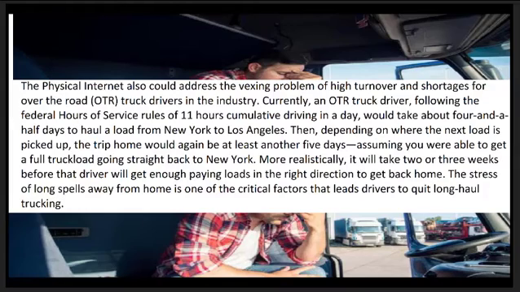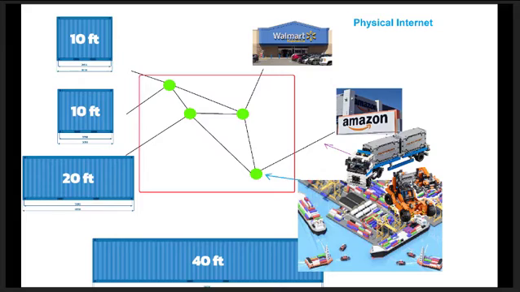The stress of long spells away from home is one of the critical factors that leads drivers to quit long haul trucking. So imagine instead that the same driver hauls a full container comprised of differently sized, standardized individual modules 5 hours to a hub, literally drops it off by unhooking the container from his truck, picks up another container, drops it off at a hub near home, and ends the night sleeping in his or her own bed. Meanwhile, that first container is picked up by another driver who hauls it 5 hours and drops it off where it is picked up by another driver and it goes to Los Angeles. In theory, the product never stopped moving and could make it cross country in 2 days.